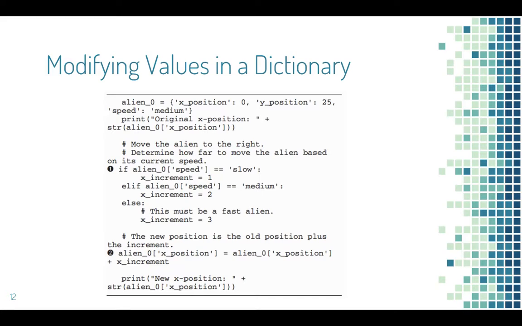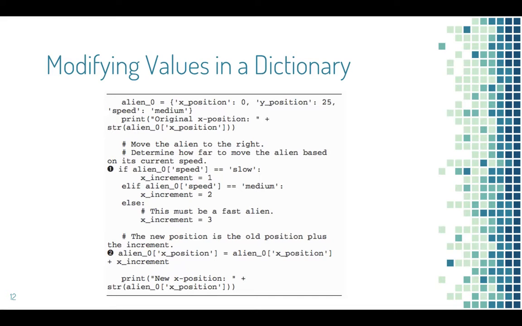If the speed is medium, it moves 2 units to the right. And if it is fast, it moves 3 units to the right. Once the increment has been calculated, it's added to the value of x position at 2, and the result is stored in the dictionary's x position. Because this is a medium speed alien, its position shifts 2 units to the right. Original x position 0, new x position 2.